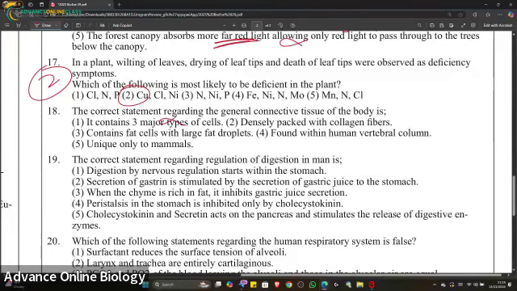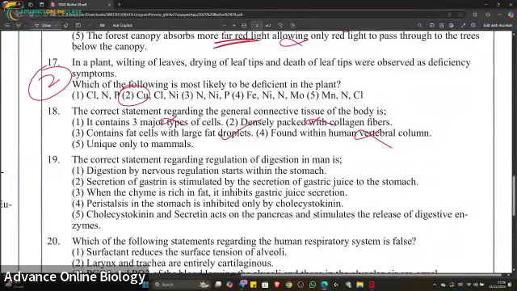Densely packed without collagen fibers. Wrong, neither. Fibrous tissues are densely packed. Wrong. Contain fat cells with large fat droplets. That is correct, fat cells are there. Found within the human vertebral column. No. We know inside the vertebral column some of the marrow tissues are there.